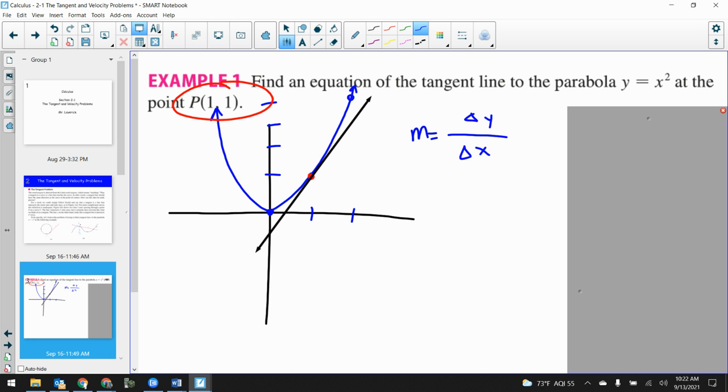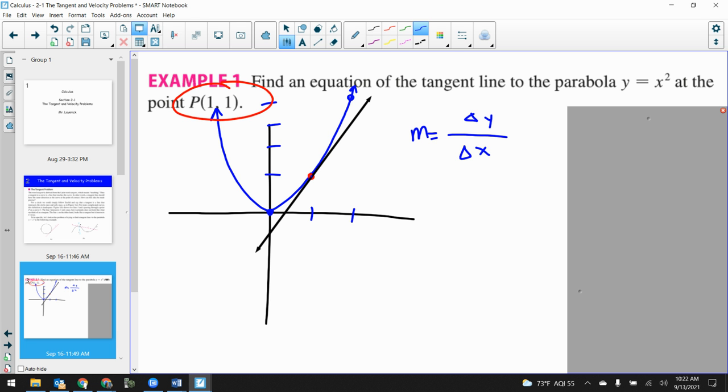Well, I know I have the coordinate (1, 1). But do I have another coordinate on that line? No, I don't. I don't know any other coordinates on that line other than that it runs through point (1, 1). I could guess and say, maybe the y-intercept is down there, but I don't know for sure. So how do I calculate that slope then?